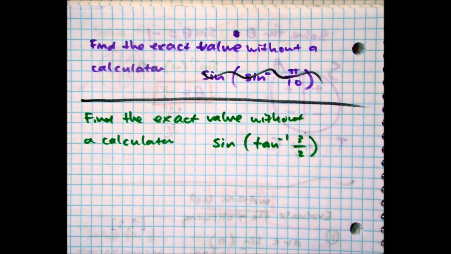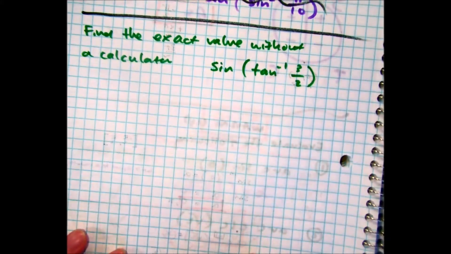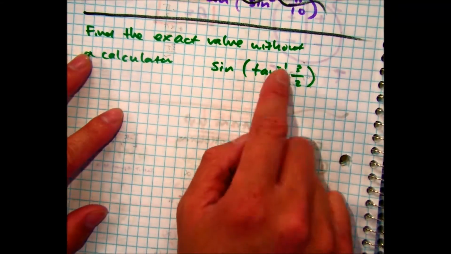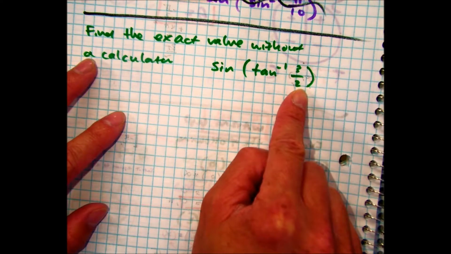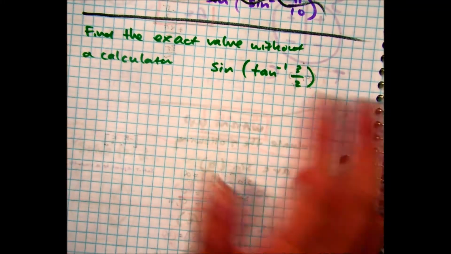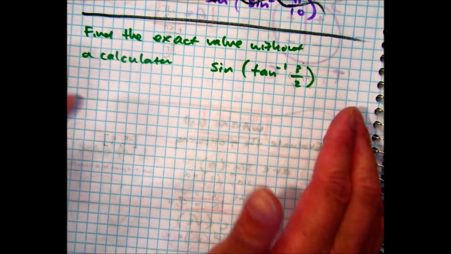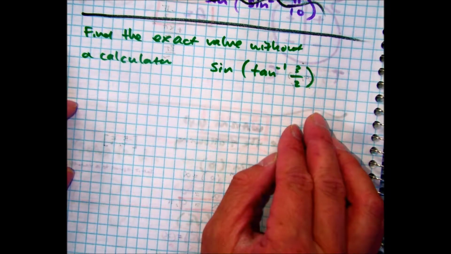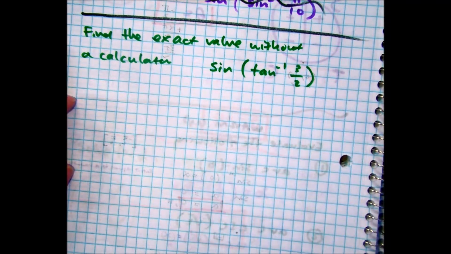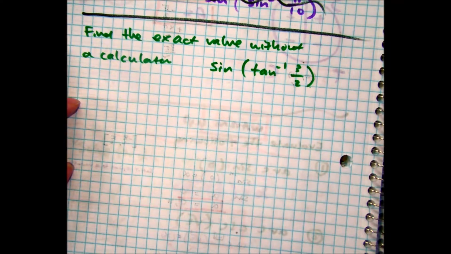Alright, and this problem tells us find the exact value without a calculator. Sine of the inverse of tangent of 3/2. Something I should notice in this problem is that there is no equation, there is no variable. Well, we always found it to be helpful to set it equal to a variable.